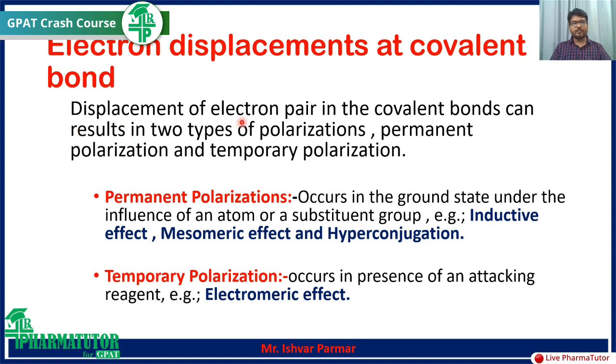So displacement of the electron pair in the covalent bonds can result in two types of polarizations: permanent polarization and temporary polarization. What is permanent polarization? It occurs in the ground state under the influence of the atom or substituent groups. Which are the different effects? Inductive effect, mesomeric effect, then hyperconjugation.